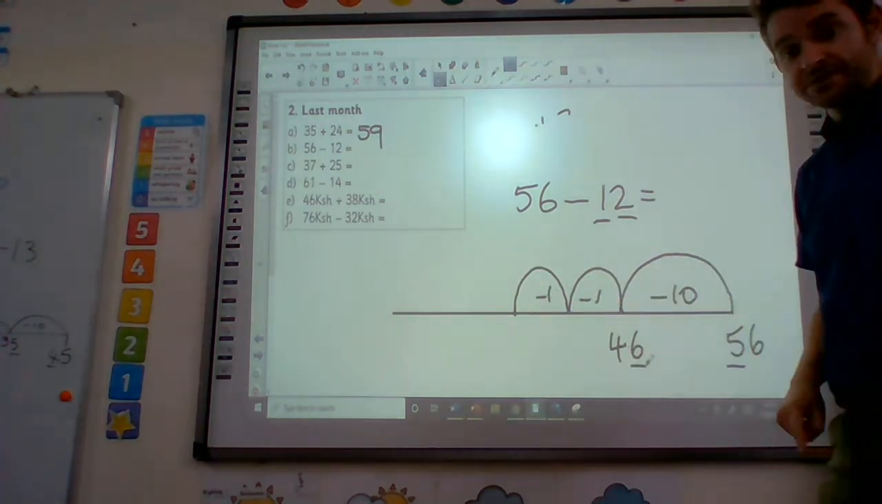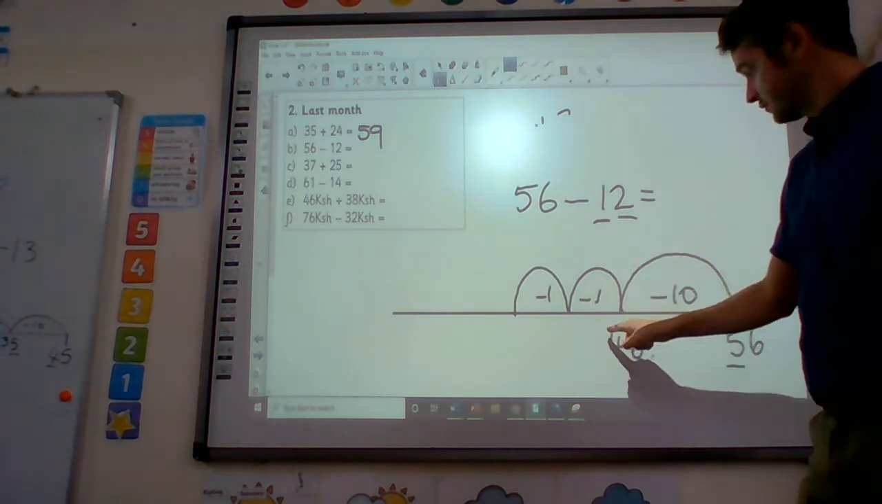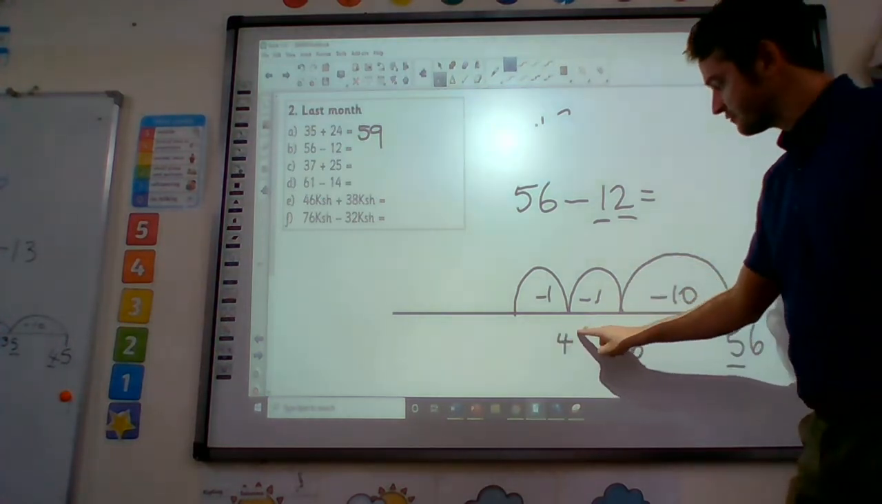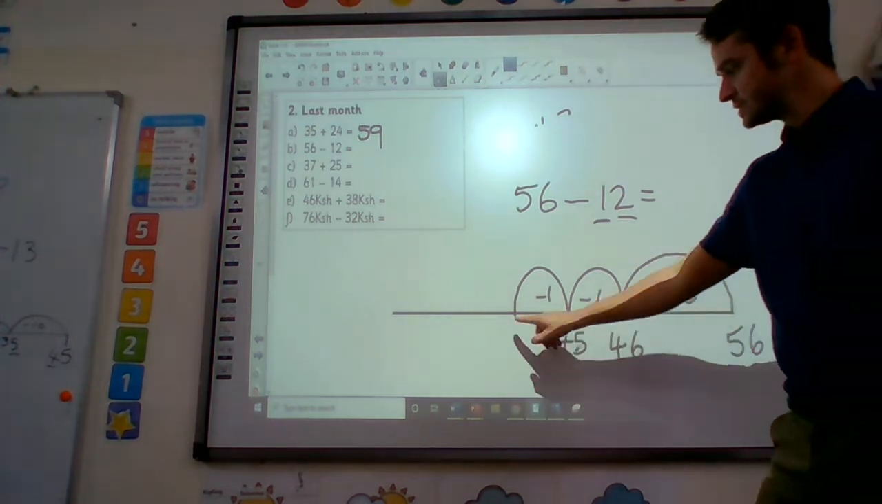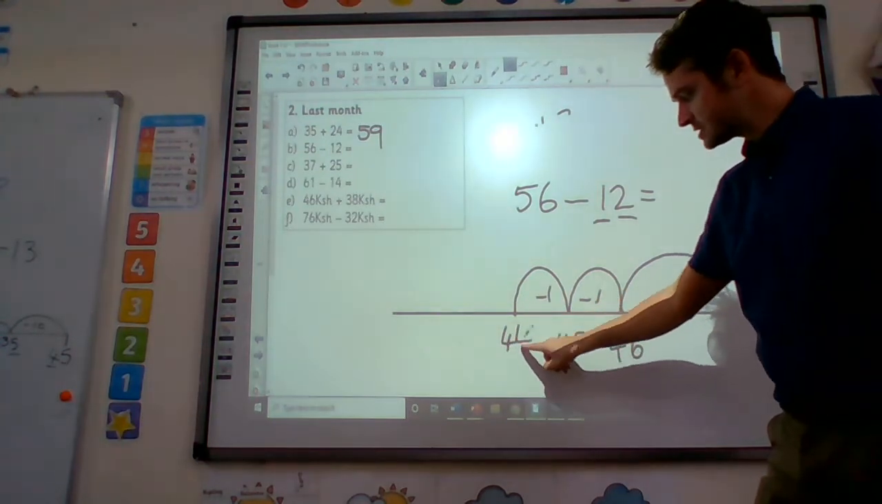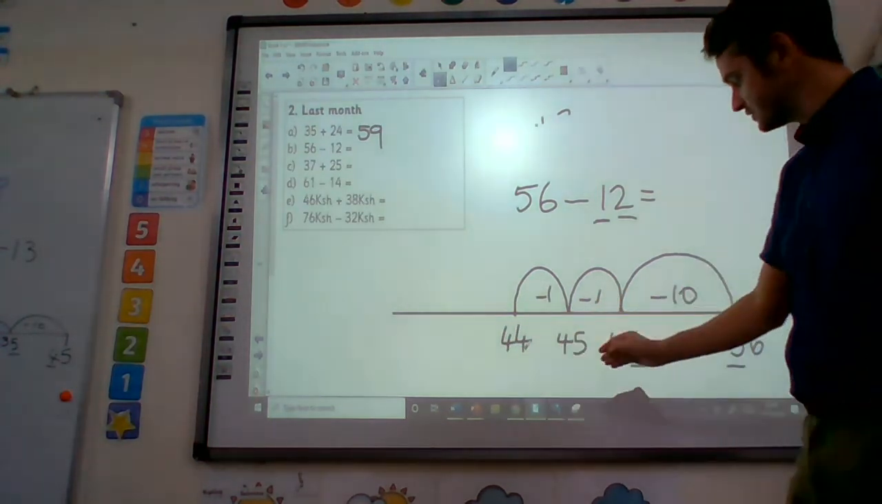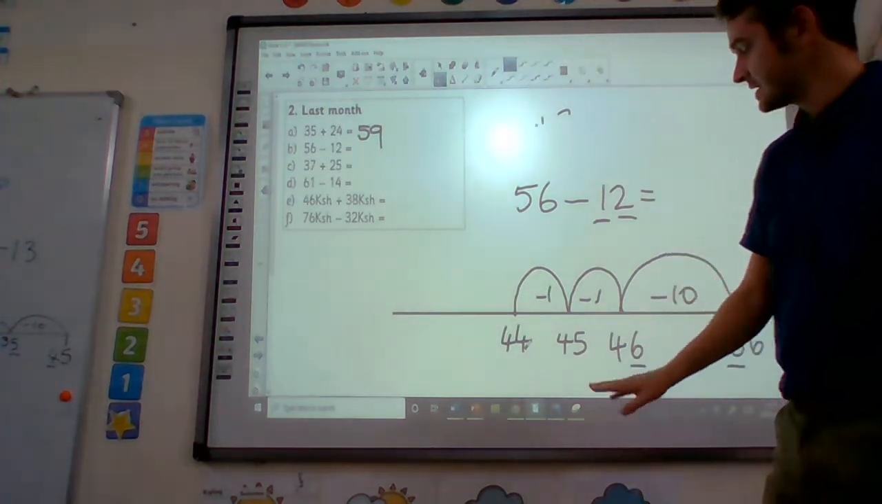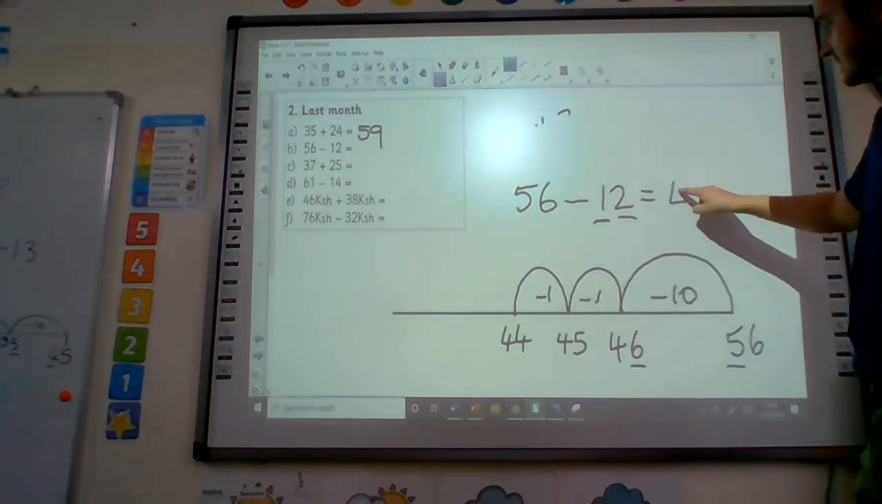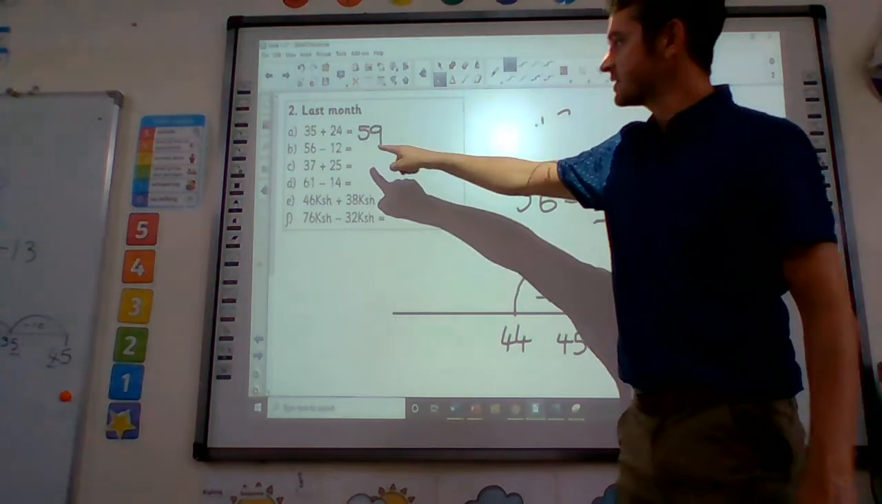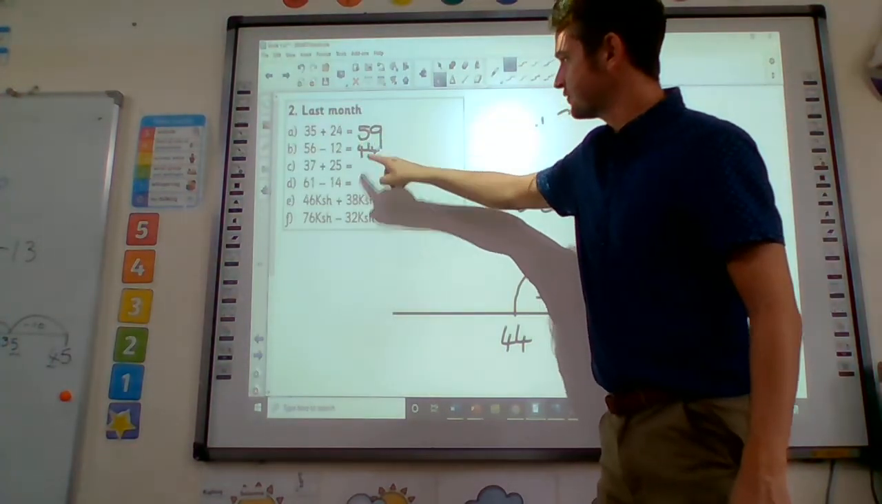Now we're changing the ones. 46, 45. Remember to count backwards, not 47. 44. Let's check my number line makes sense. 44, 45, 46. I'm feeling confident with that. So the answer to this calculation is 44. I can write the answer 44.